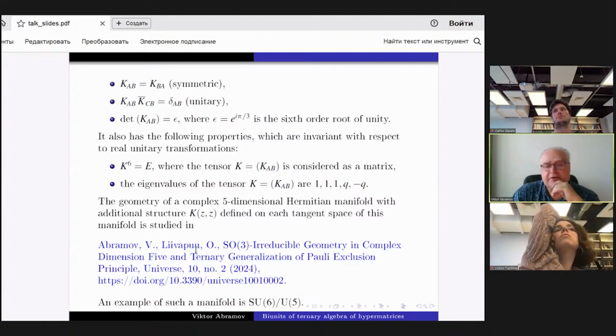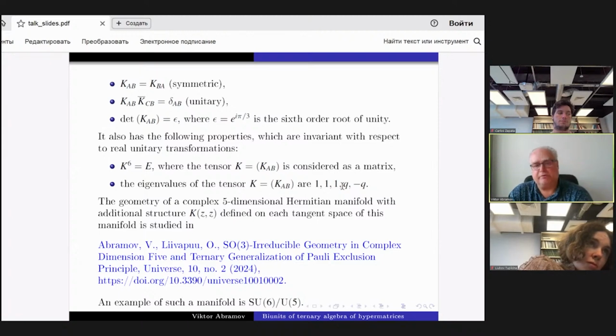So here in this paper we studied the geometric meaning of this invariant. First of all, it's symmetric, it's unitary, and these properties are invariant under the unitary transformations. Determinant is epsilon. By epsilon, I denoted here the 6th root of unity. And of course, it also has some additional properties, but these are not unitary invariant, they are real unitary invariant. So if we take the 6th power of this matrix, it's a unit matrix, and eigenvalues are also invariant here.